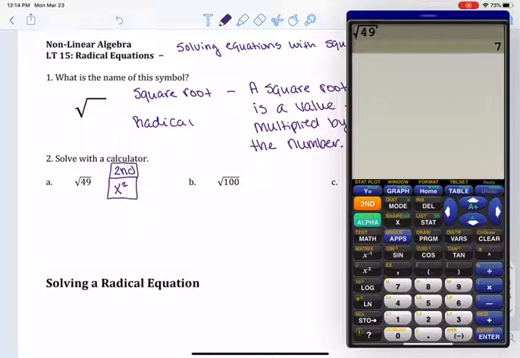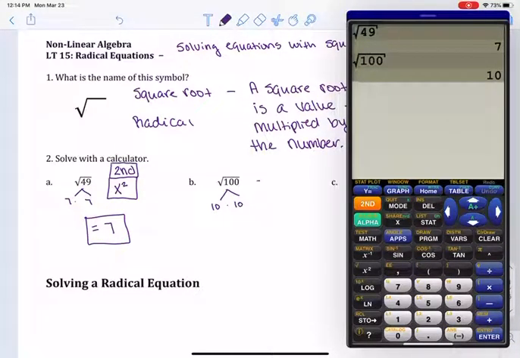So the square root of 49 is equal to 7. However, if you think about it, 7 times 7 is 49, so that might be a good hint too if you wanted to do that in your head. Same with B, the square root of 100. That would be 10 times 10 gives me 100, so I know it's 10, but let's check that out in the calculator. Let's click second, x squared, 100, and that is 10.